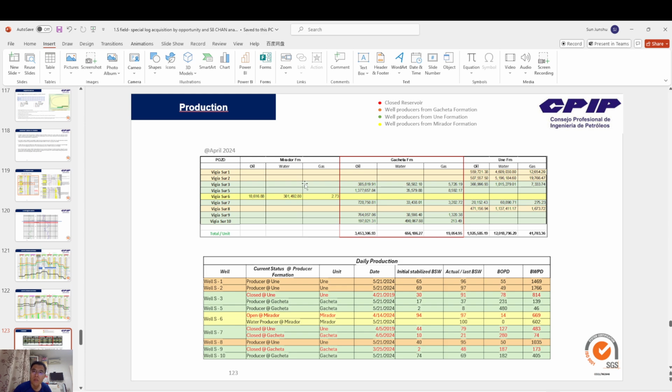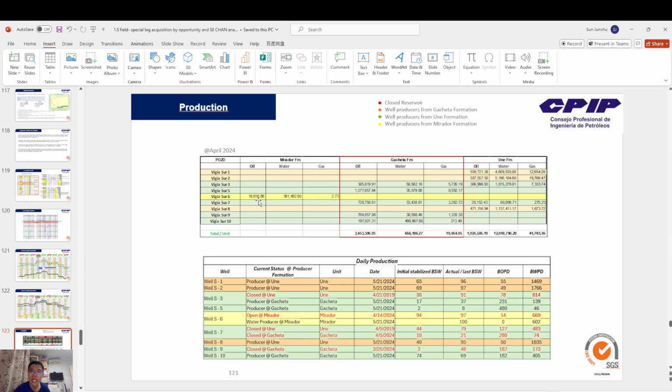S1 cumulative production 559,000. S2 507,000. S3 in Gogeta 385,000. S5 in Gogeta 1,377,000 barrels.